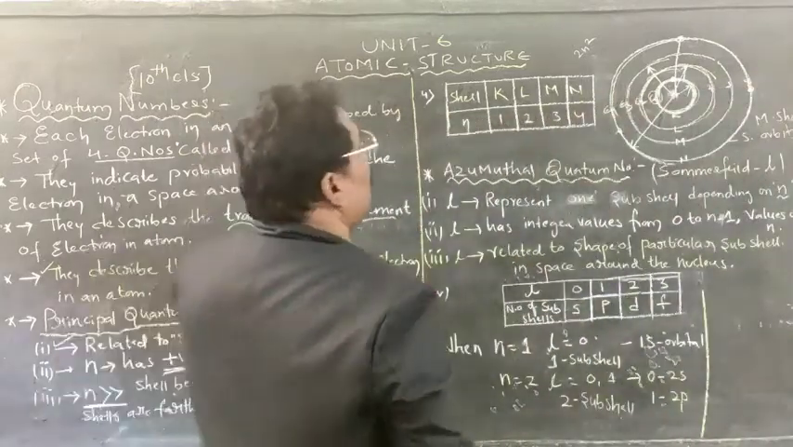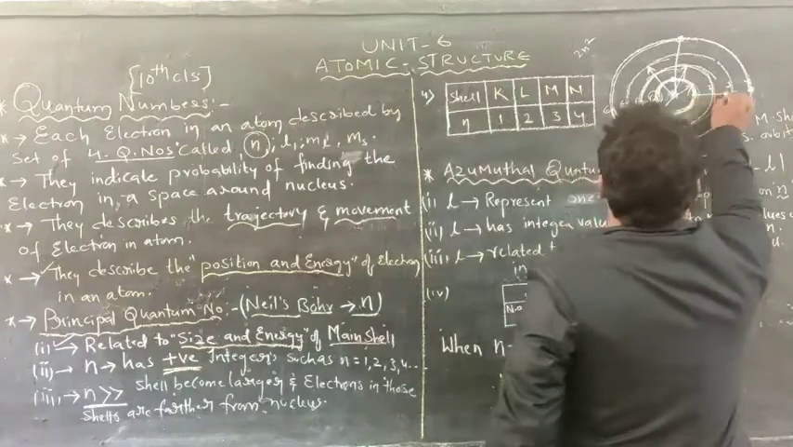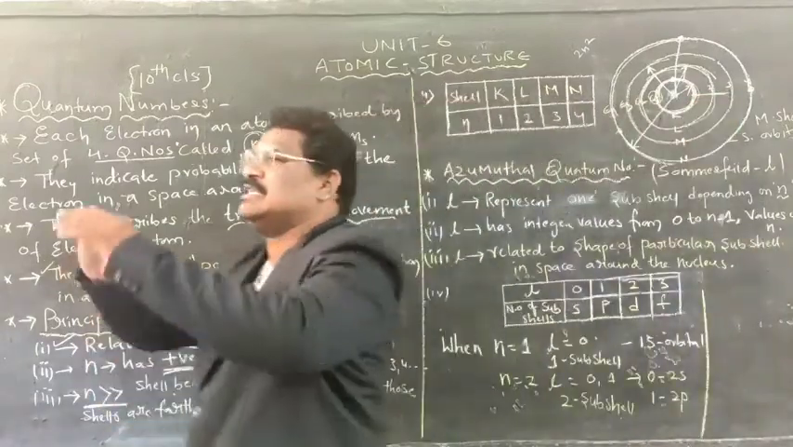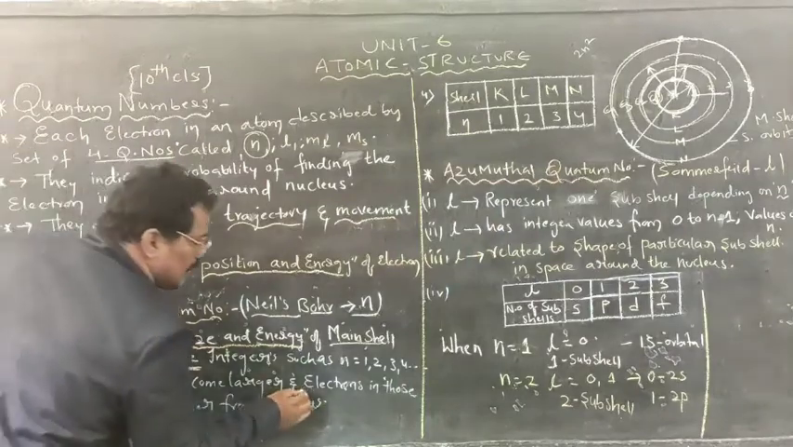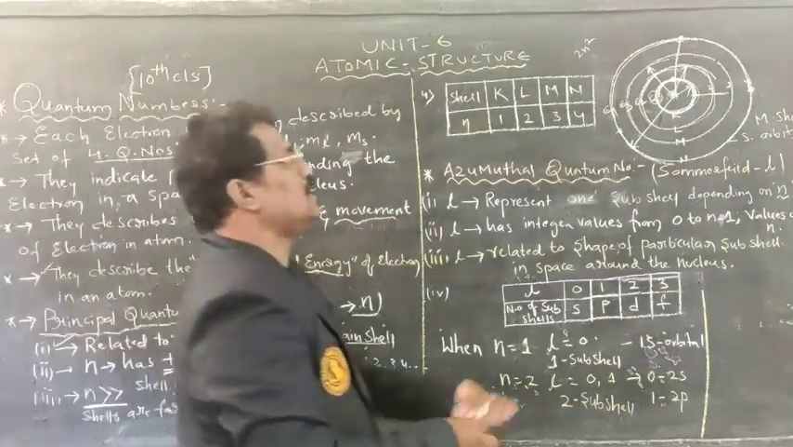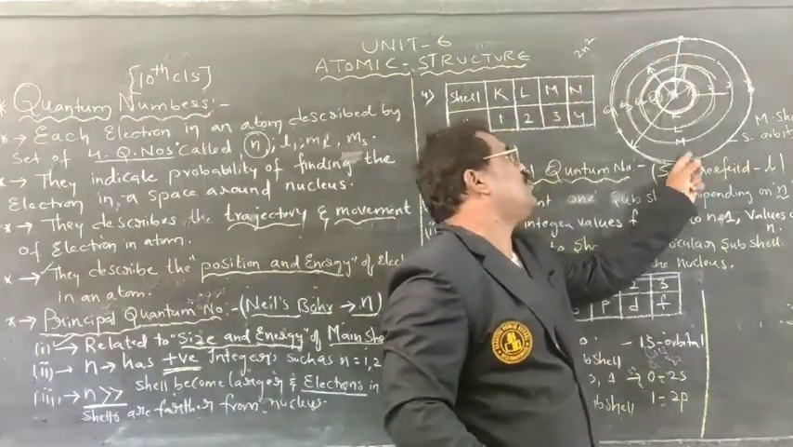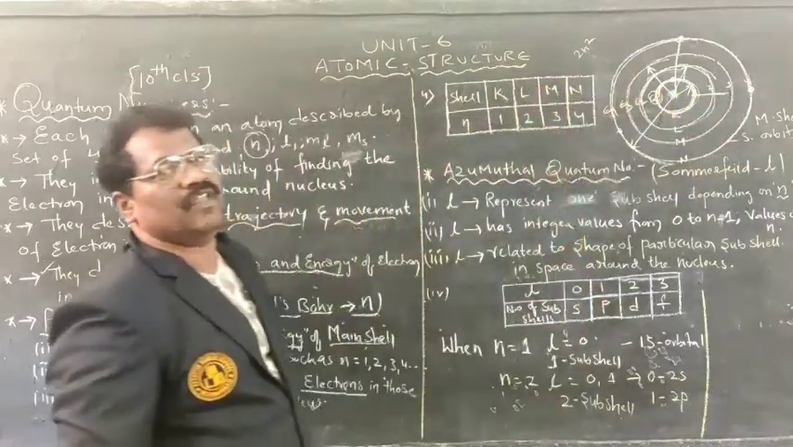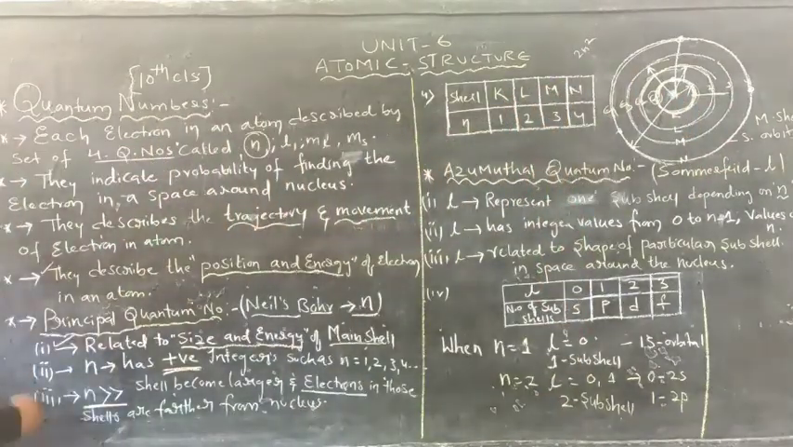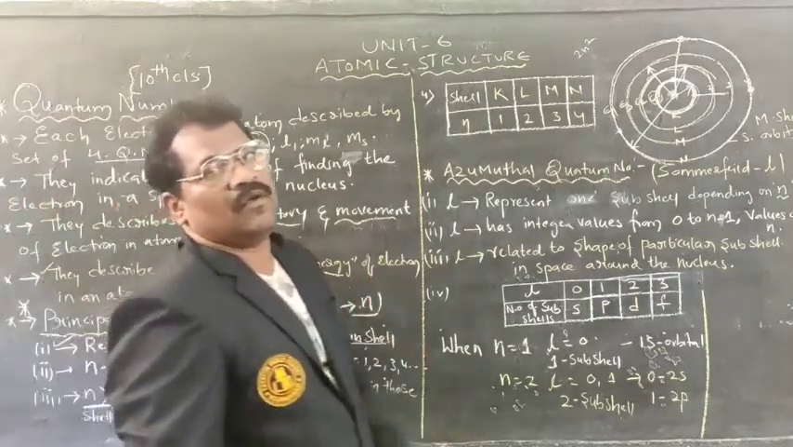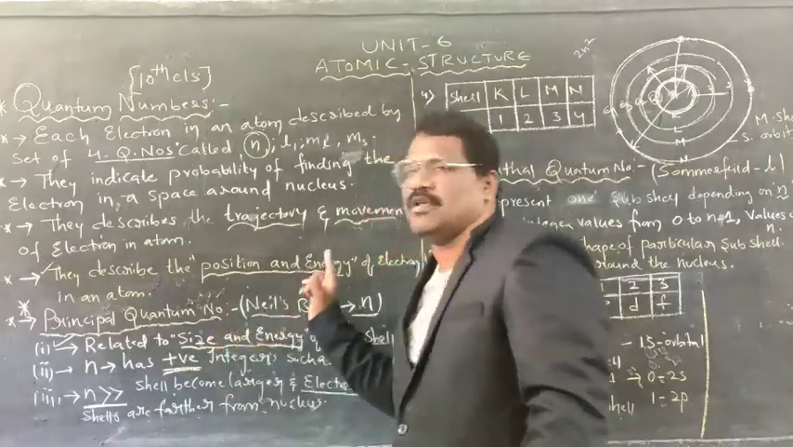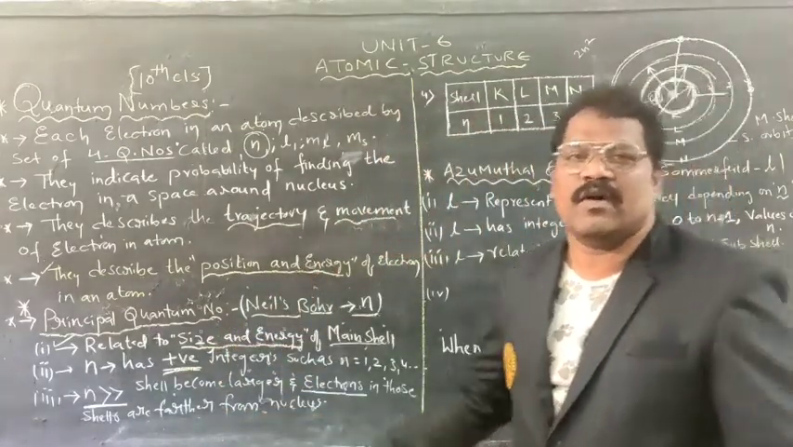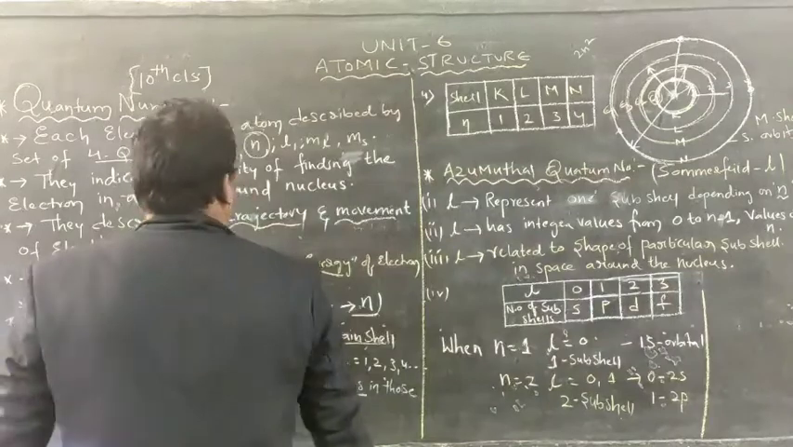Therefore, as the n value increases, the shell size gradually increases. Not only that, the electrons existing in those shells will also be much farther from the center of the nucleus. That phenomenon was given by whom? Niels Bohr, designated by the letter n, which is called the principal quantum number. What quantum number? Principal quantum number.